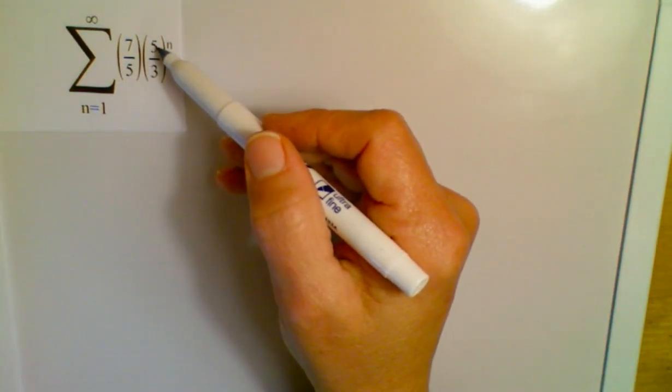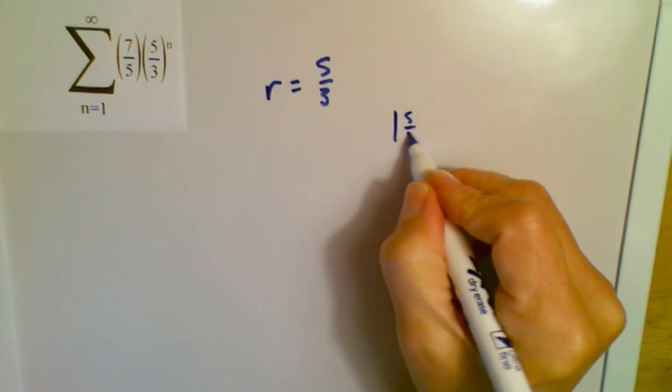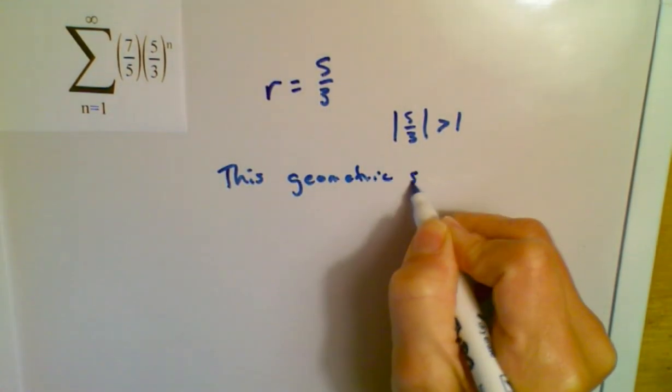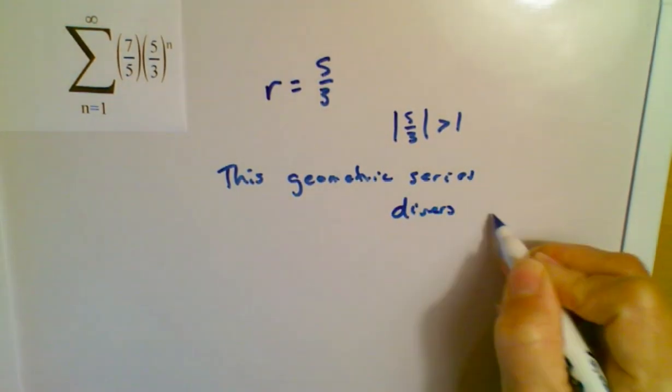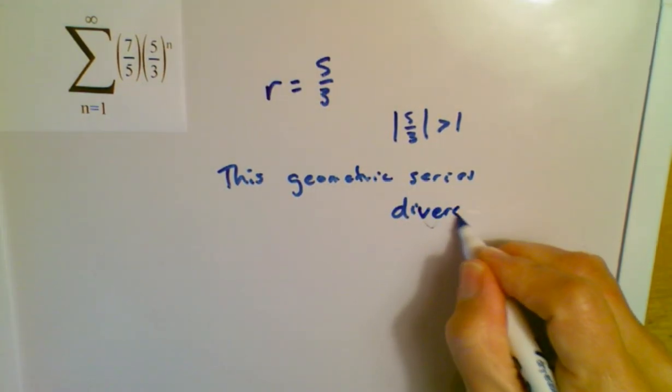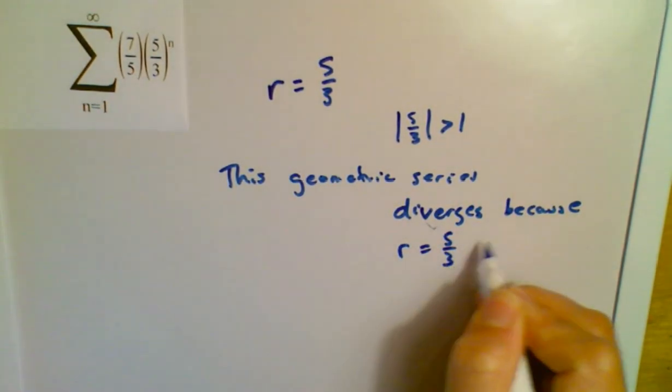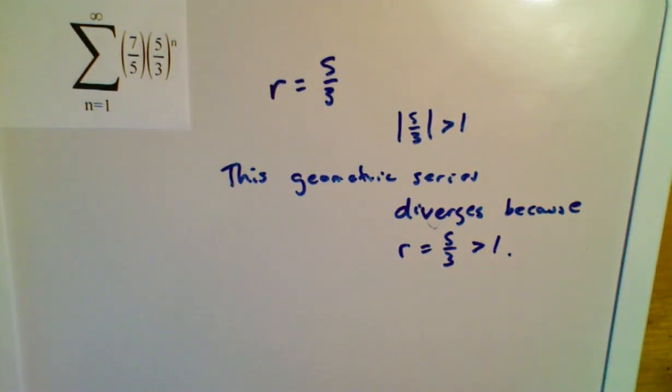Let's take a look at this example. I have 7/5 times the quantity 5/3 to the n, and I'm going to sum n equals 1 to infinity. Are you all catching on that my r in this situation is 5/3? We have a geometric series, my r is 5/3. Well, the absolute value of 5/3 is greater than 1. This geometric series diverges. Why? Diverges because r is equal to 5/3, and that's greater than 1. All right? Pretty cool.